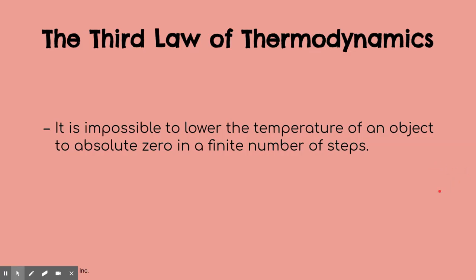And finally, we've made it to the third law of thermodynamics. This one's short and sweet. It just tells us that we cannot lower the temperature of an object to absolute zero. We can get really, really close to absolute zero, but even in experiments, we've never managed to bring an object to 0 Kelvin. So here it states that it's something we can't do in a finite number of steps.